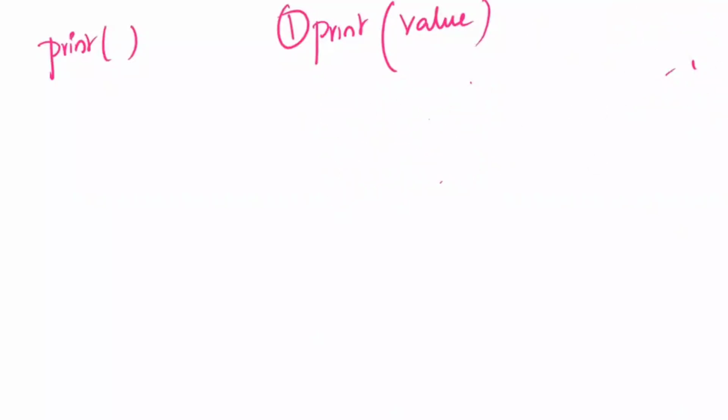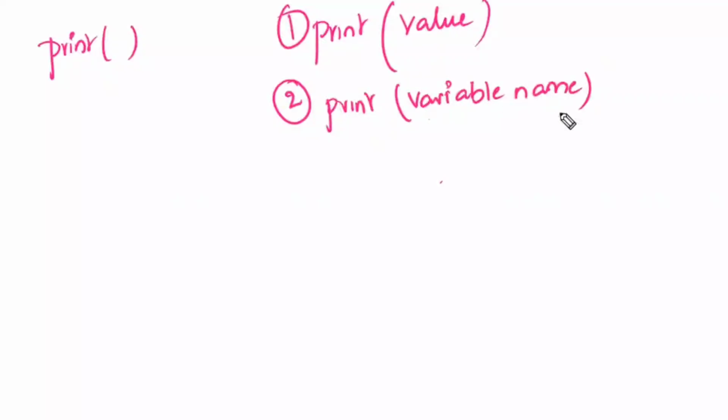Second option, option number 2: print the variable name. Yesterday, in the last class, whatever we have seen is this one: print the variable name. Directly print whatever the variable name is. If you are storing a value, a is equal to 20, you can directly print by writing the variable name a. This is option number 2.